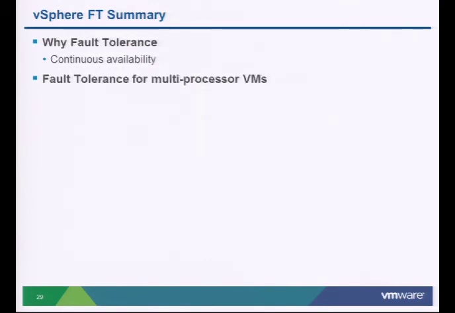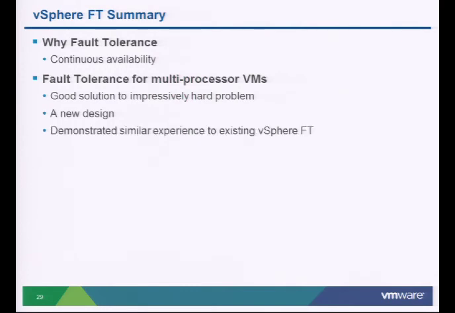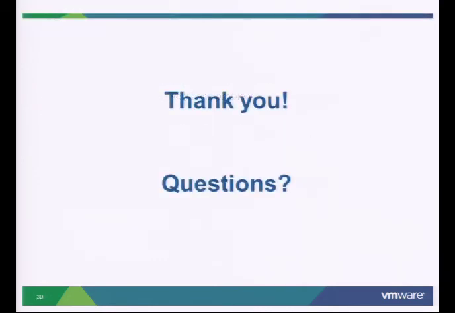OK, so let me summarize. We began this session by talking a little bit about why you'd want to use fault tolerance. In particular, it's one of the only products we have that ensures continuous availability in the face of a host failure. And we showed you fault tolerance for multiprocessor VMs. And we have a good solution to actually an impressively hard problem. It required a new design, which Srinan went over. And we demonstrated that you have a very similar experience to the existing vSphere FT in sort of ease of use and just sort of magically doing everything for you, except more vCPUs. OK? And so that brings us to the end.